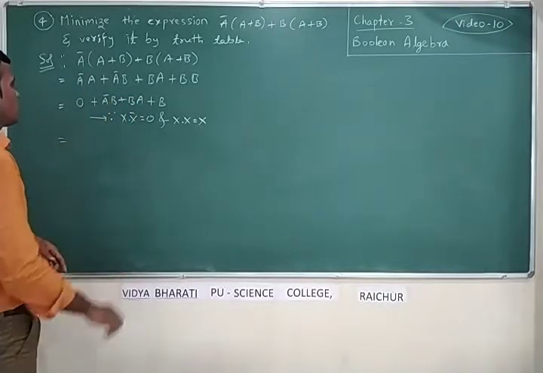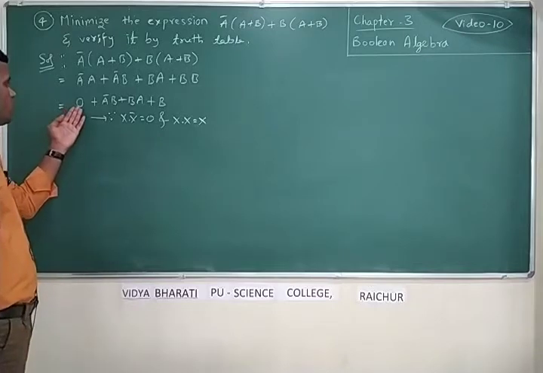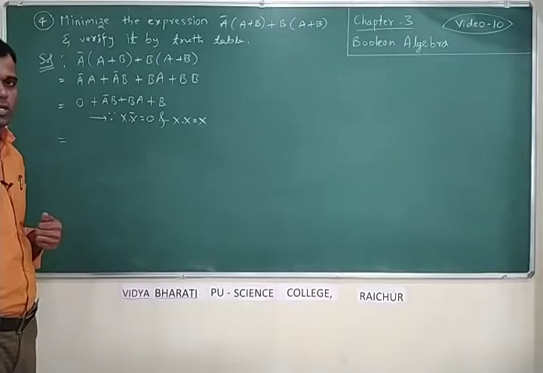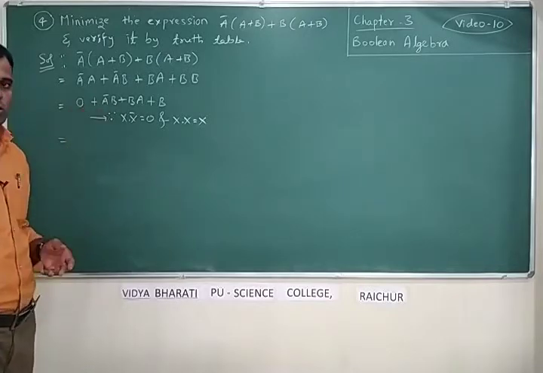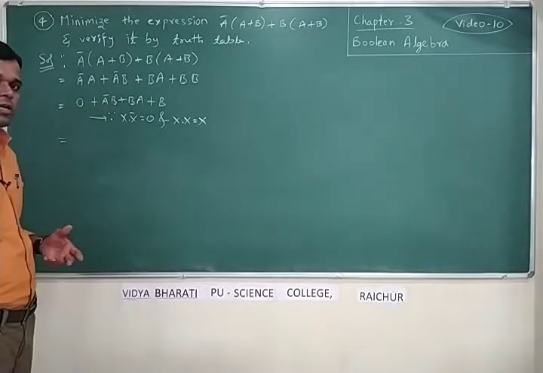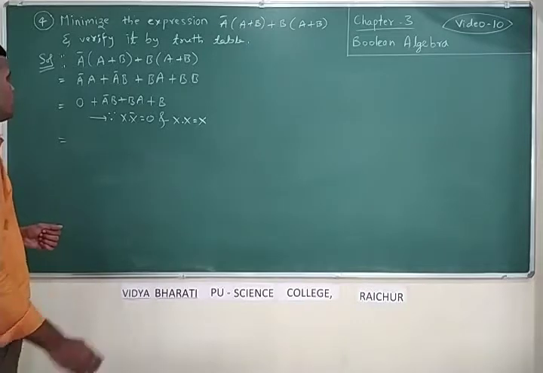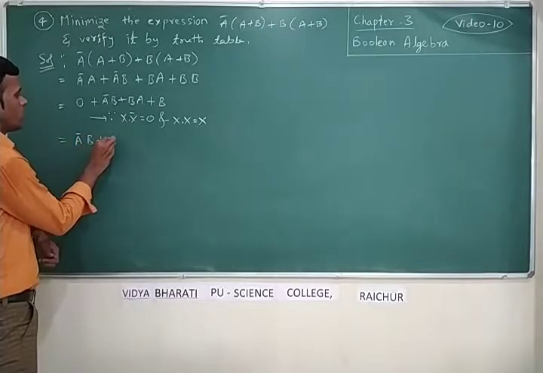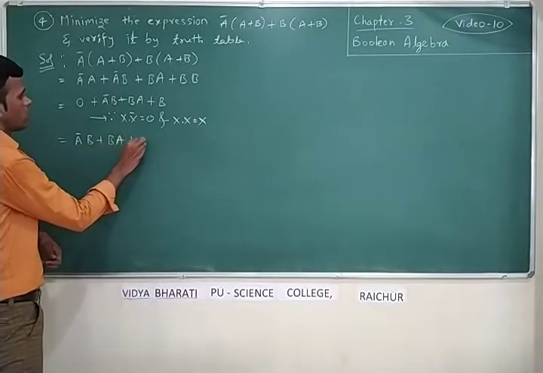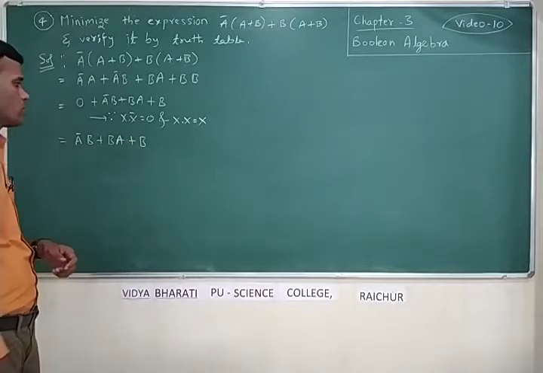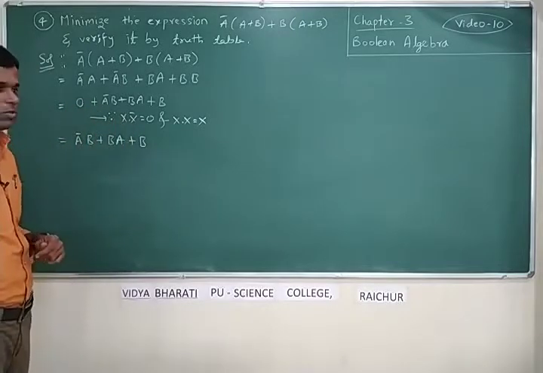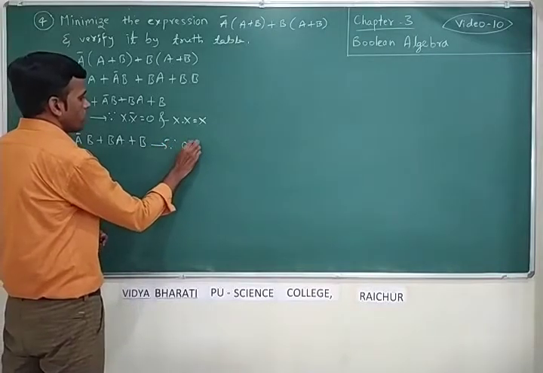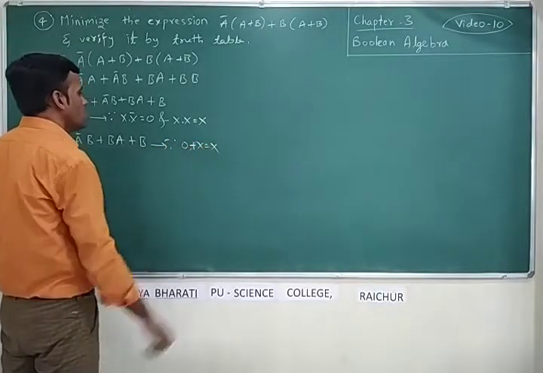Now again we'll continue. When the binary value 0 is ORed with an expression, the answer is the expression or the variable itself. That is the property of 0. Because of that we can write A bar B plus BA plus B. Here we have applied the property of 0, so better write it: 0 plus X is X.